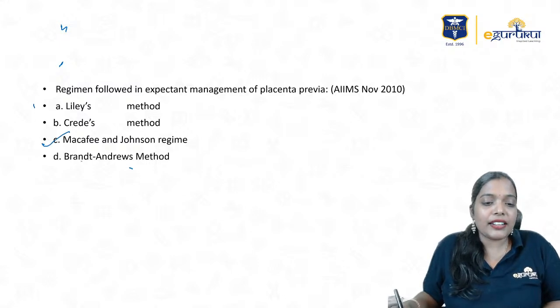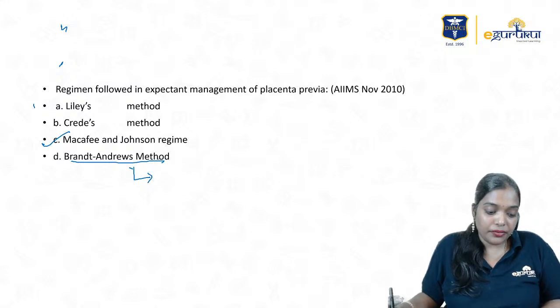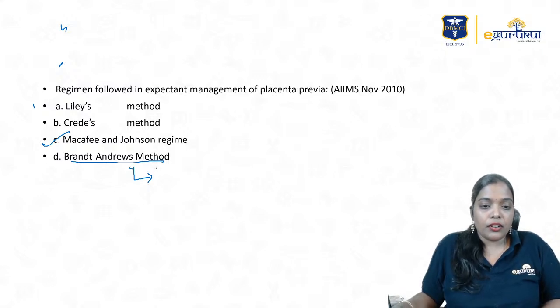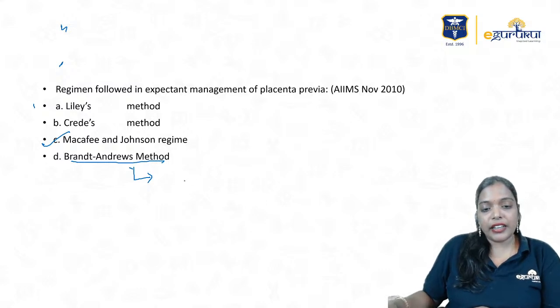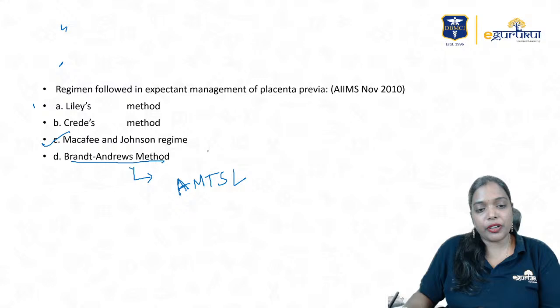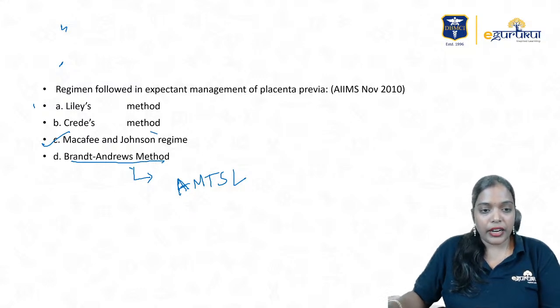Where do we do Brandt-Andrews method, guys? So Brandt-Andrews method is done in the third stage, for active management of third stage of labor. It is done in third stage for active management of third stage of labor, right?